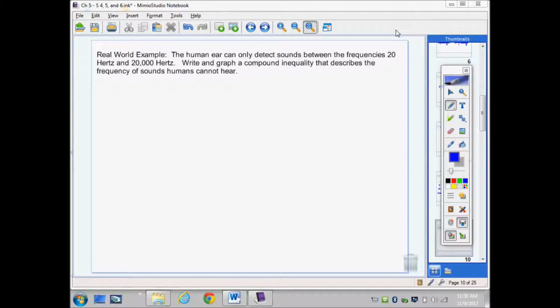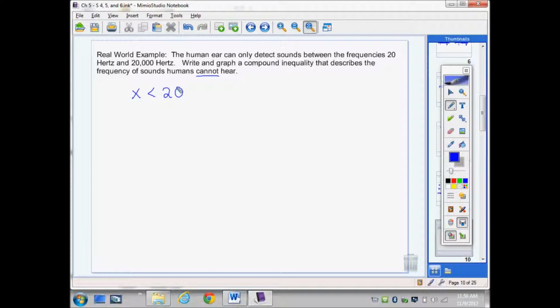The vibration is so low that we're not going to hear it. So we're going to write and graph a compound inequality that describes the frequency of sounds you cannot hear. Okay? So what we cannot hear is anything below 20, right? So is this an and one? This is an or. So the x is going to be what we can't hear.